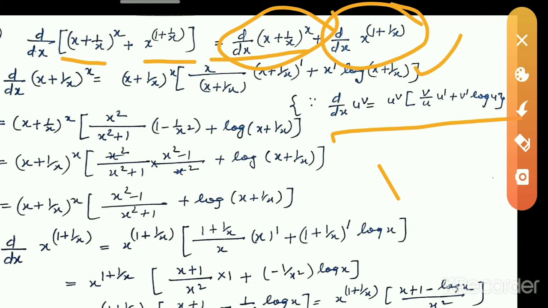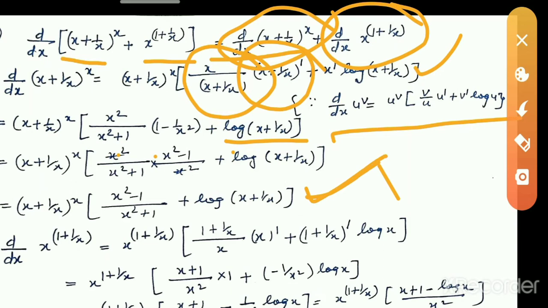Now (x + 1/x)^x will become x² upon (x² + 1), and the derivative of x + 1/x will be: derivative of x is 1, and derivative of 1/x is minus 1 upon x squared. Derivative of x is 1, so log x plus 1 upon x. Now after simplifying it, we shall get this.